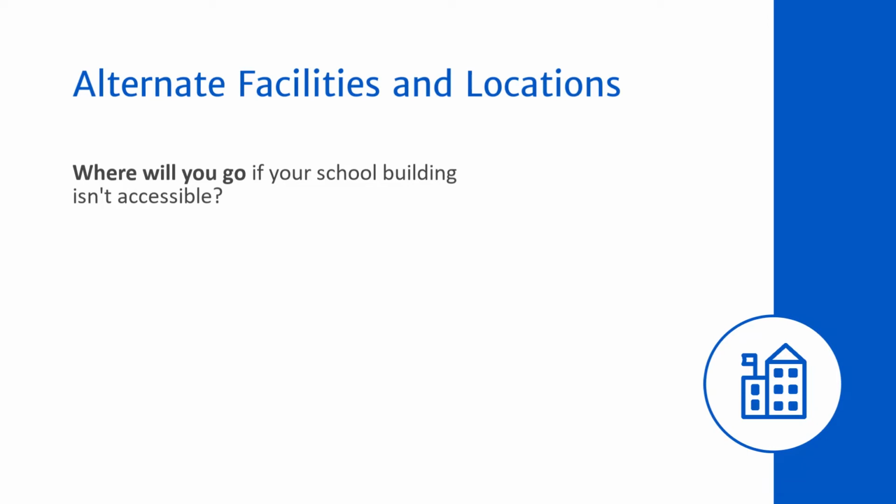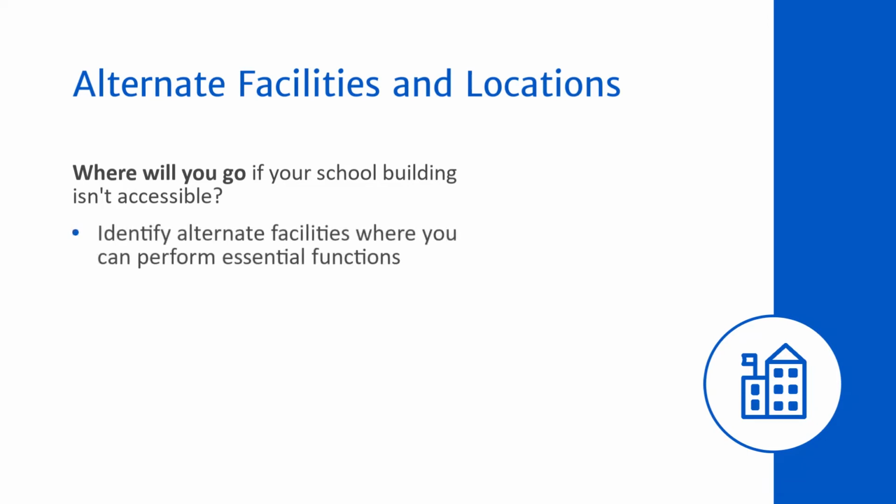Think about the essential functions of your school, and then identify locations where those functions can take place. Are there other schools in the area that you can use? District offices, or other facilities? Can faculty, staff, or students perform any of these functions from home? The recent pandemic has tested the capabilities of performing essential functions like educating students in a home-based or remote learning environment.